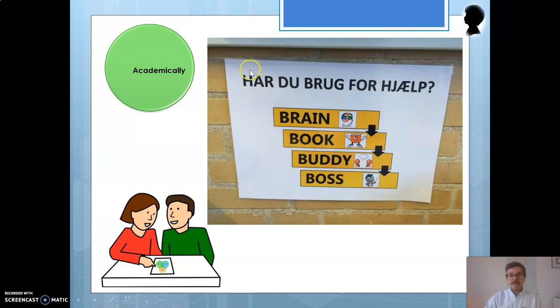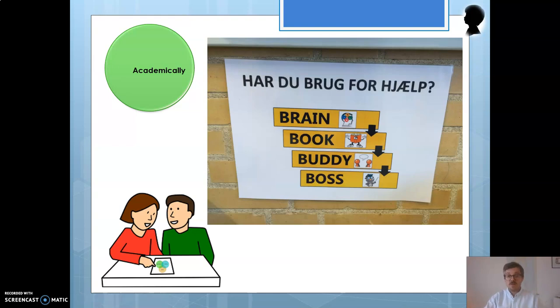Here it says in Danish, do you need help? The teachers had experienced that these children, if they really needed help or didn't know how to do the task, would just sit with their hand up and wait until the teacher came by. It could take several minutes, and in that time they wouldn't learn anything, they wouldn't solve the task. So instead, the teachers in this class tried to remind the students: first, think with your brain how to solve this task.